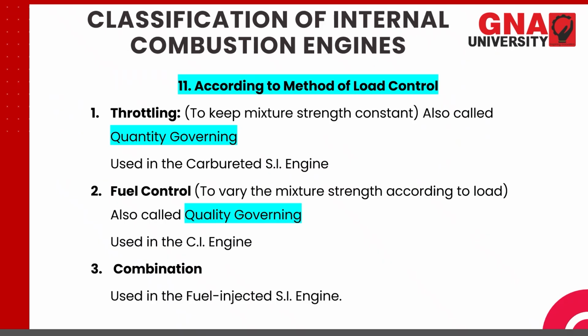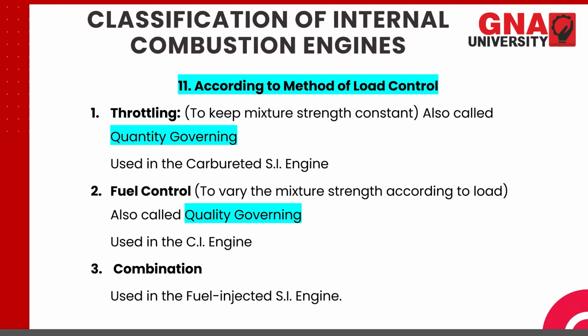Now load control in the case of petrol engines, as I have already told, is quantity governing. The strength, or say the quality, of the mixture remains the same. Say we have a 15:1 ratio of the air-fuel mixture. That will remain the same, but the quantity of that mixture will vary according to the load required, whether it is cruising, climbing a hill, accelerating or simply idling. This is used in carbureted engines where the carburetor is there.